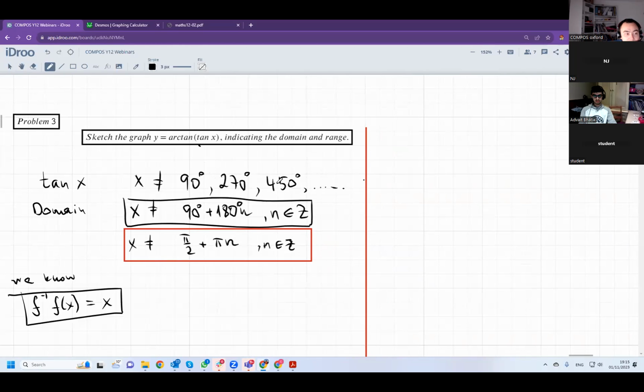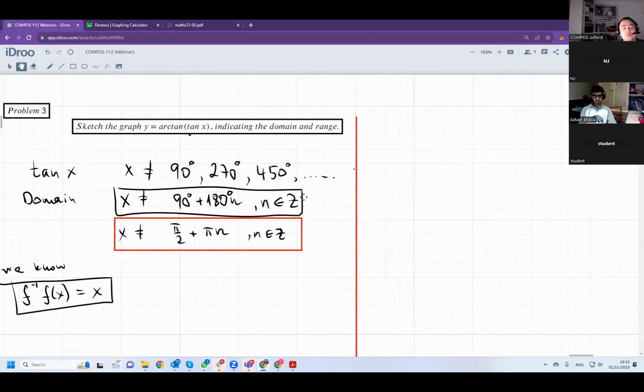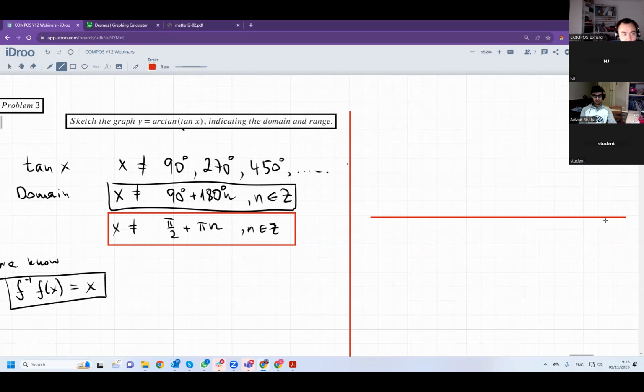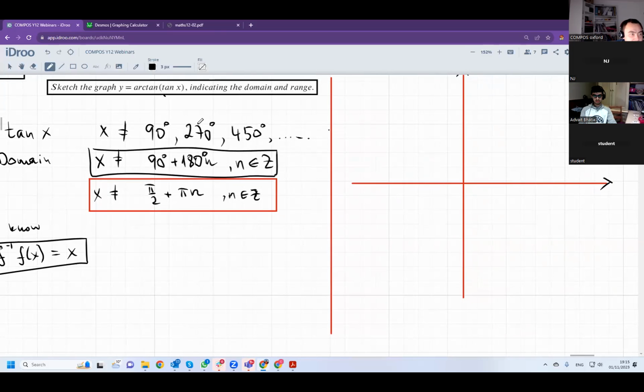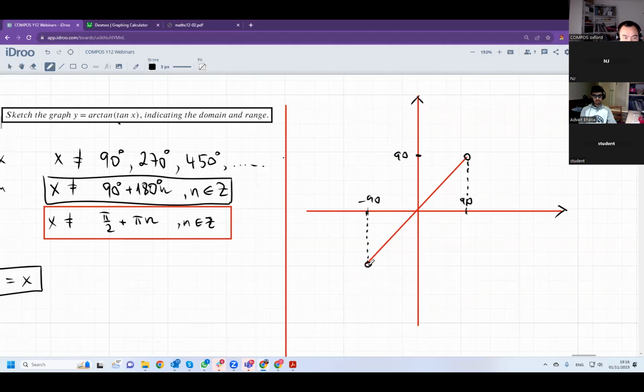And therefore, within the range from minus 90 to 90, the function behaves like this. Now we know that x cannot be equal to 90, so this is a point we're not including, and this is 90 degrees.